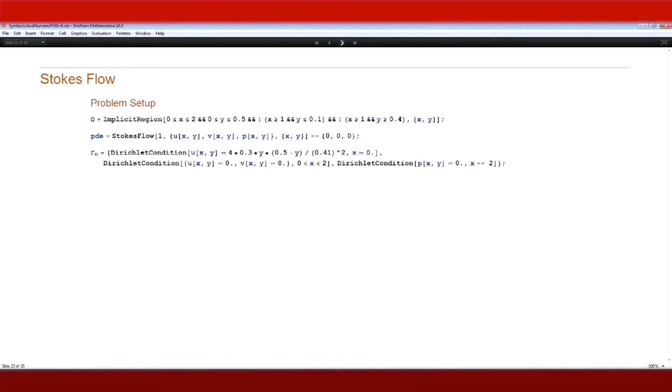Thirdly, we specify the Dirichlet boundary conditions. The first Dirichlet condition is on the left-hand edge, the inflow condition, and it specifies that the velocity in the u direction is given by the formula shown. The second Dirichlet condition is that u and v are both set to 0 between the inflow and the outflow. So all boundary walls have a 0 velocity component in u and v direction. And the last Dirichlet condition specifies the pressure at the outflow. p is set to 0 here.